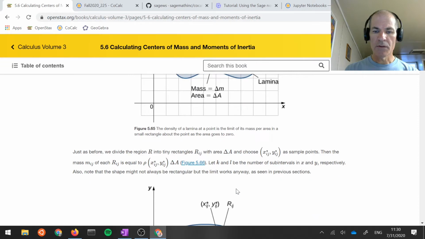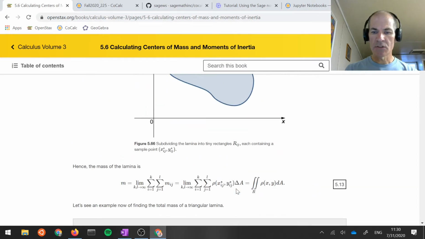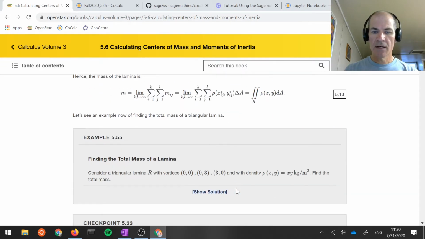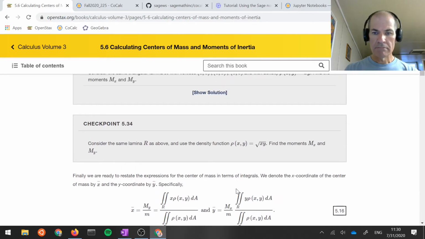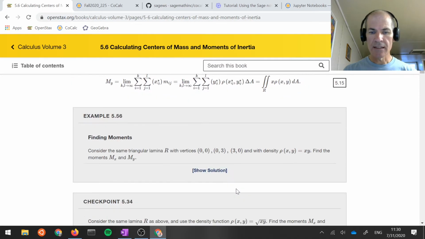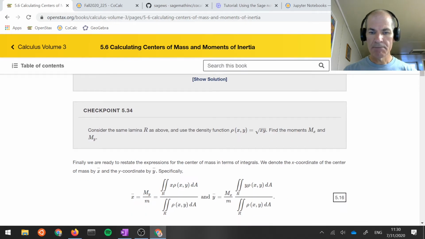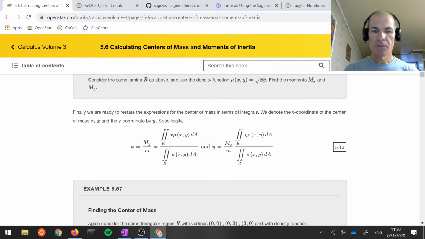The formula for the moment about the x-axis, which is discussed here, is, gosh, I thought it was highlighted here. Let me keep going. Here we go. So the formula for x bar and y bar is given by the formula for My over the mass and the formula for Mx over the mass.